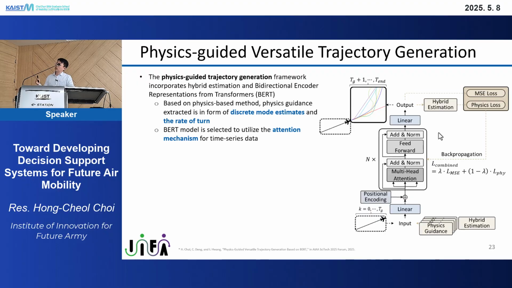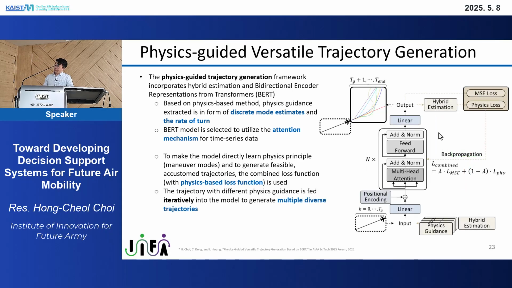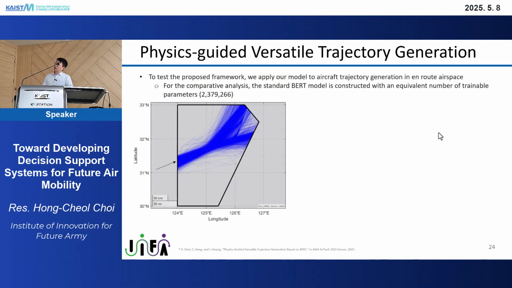And here, I also incorporate some physics information, directly learning physics using physics loss functions, because as you can see, the mode information given as an input, that is the green, but the output was quite different from the given physics guidance. So in order to reduce this discrepancy, I use these loss functions, that is, a soft constraint in the loss functions. And then finally, we can feed multiple different types of physics guidance to generate multiple trajectories iteratively. And this is the general framework.